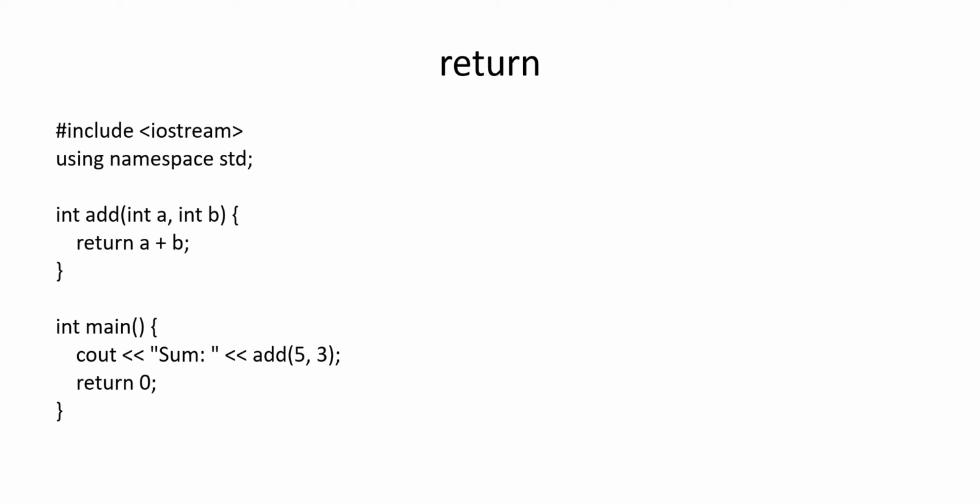This is an example of a return statement. The return statement sends a value back from a function to the calling function. In this example, the add function returns the sum of two integers. The main function then prints the returned value, demonstrating function invocation and the return flow.